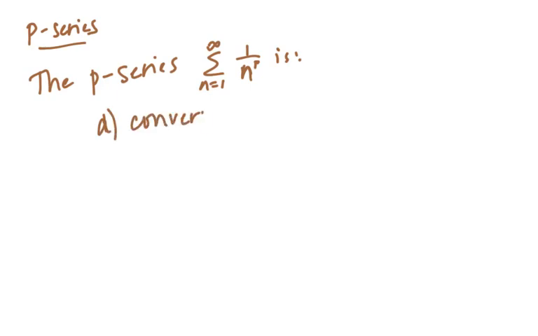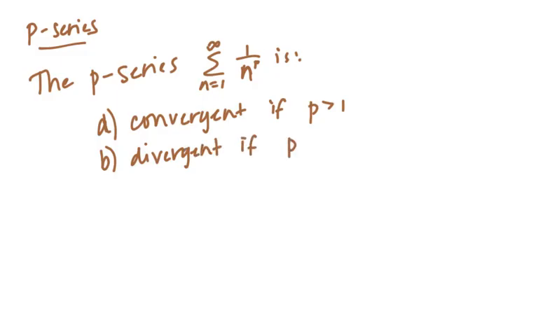It's convergent if p is greater than 1, and it's divergent if p is less than or equal to 1. Now we're going to use that a lot, so keep it in mind. That's something you should take note of, make a big note of, write it down. It's something you need to know because we're going to reference it often. We're going to say p-series and run with it.